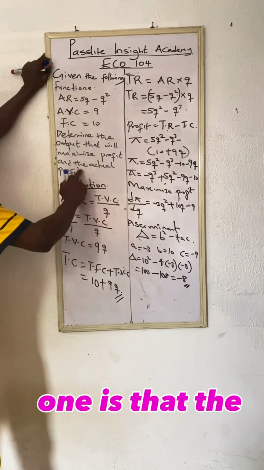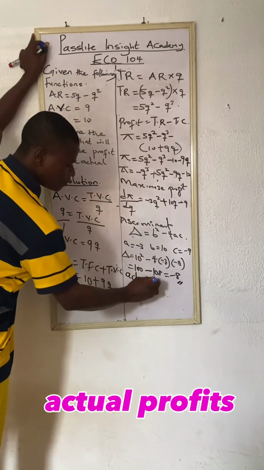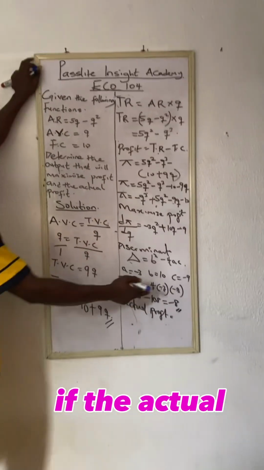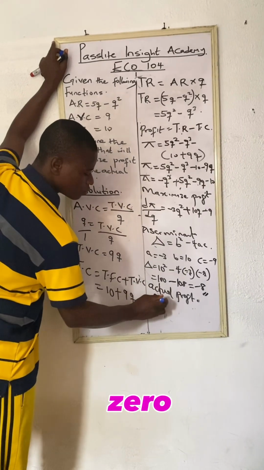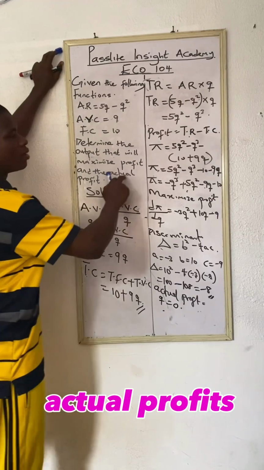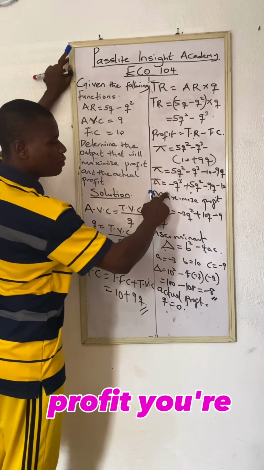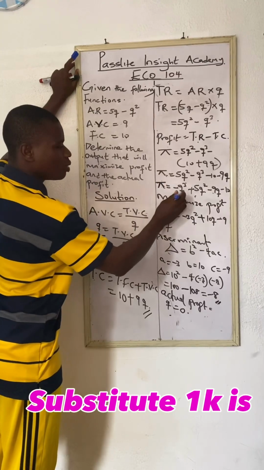The other one is the actual profits. Now we want to know the actual profits, and since we are having a negative, let's test our Q as 0. So if Q is equal to 0, to find the actual profits, go back to your profit. This is your profit, this pi means profit. Substitute when Q is equal to 0.